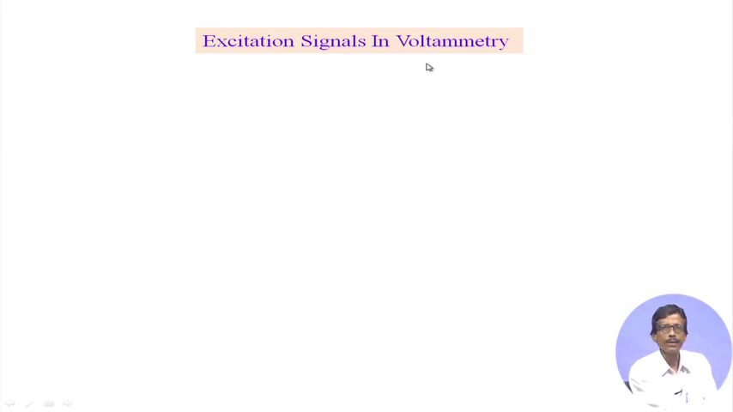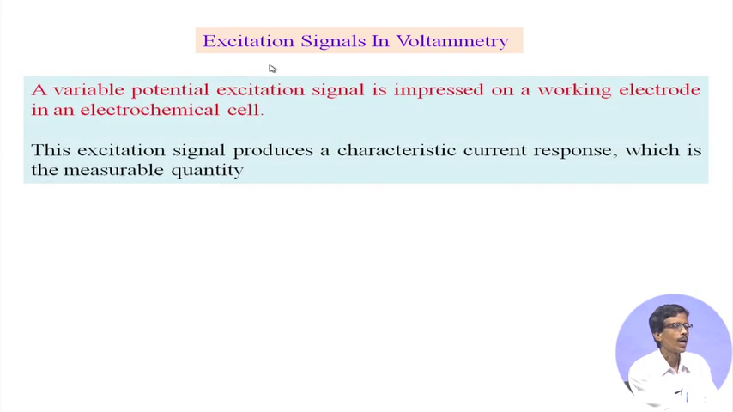Why are we bringing in another term, cyclic? Because it is not a linear sweep. A cyclic sweep and a linear sweep are all related, but particularly you should know what the excitation signals are, that means how you apply the corresponding potential. So, a variable potential which is used for your excitation, that means for your electroactivity, is applied to the working electrode, that means WE we call, in an electrochemical cell. This excitation signal produces a characteristic current response.